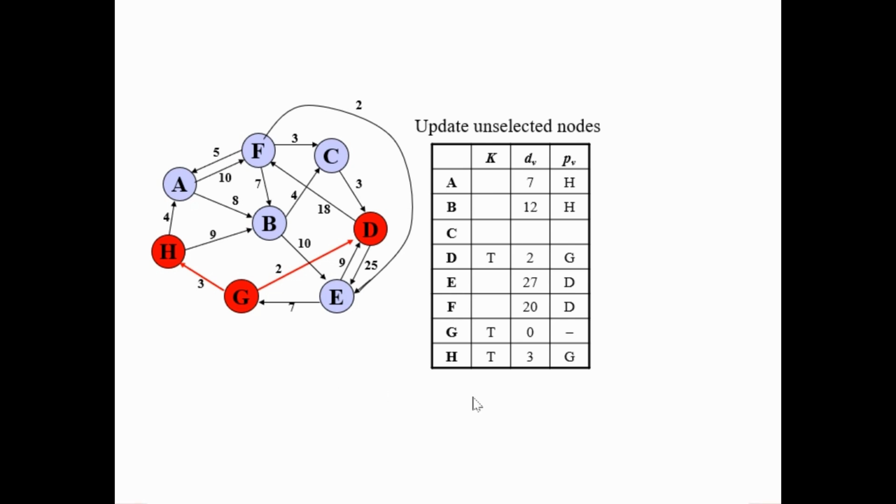Next up, which node can we choose from E, F, A or B? A is the smallest distance, so we will naturally select A. Now A will be visited next. From A, where can we go? We can go to either F or B.